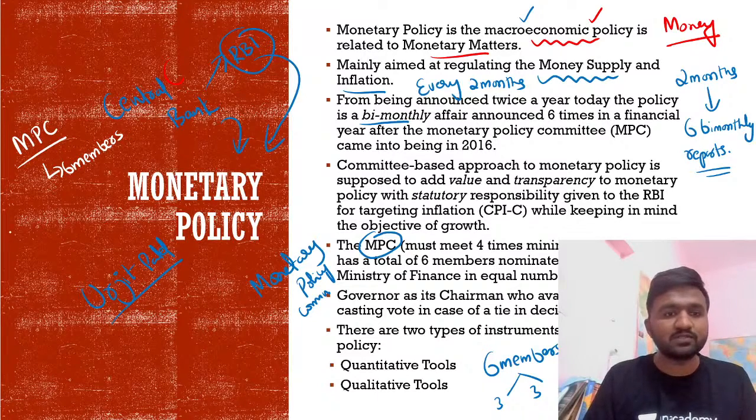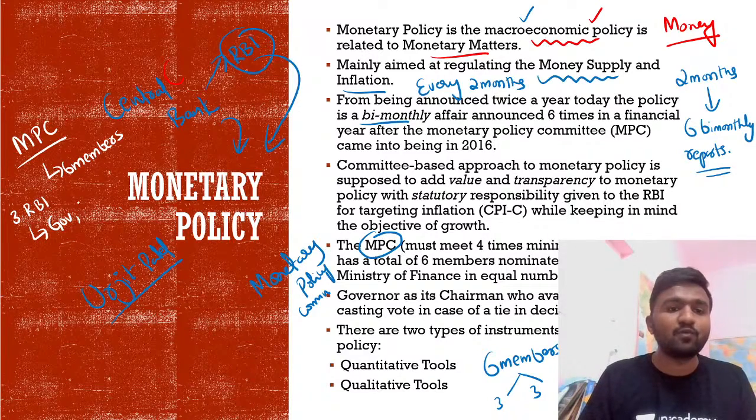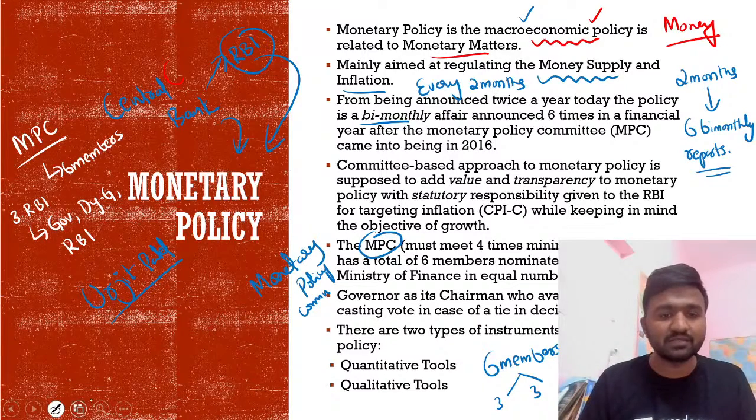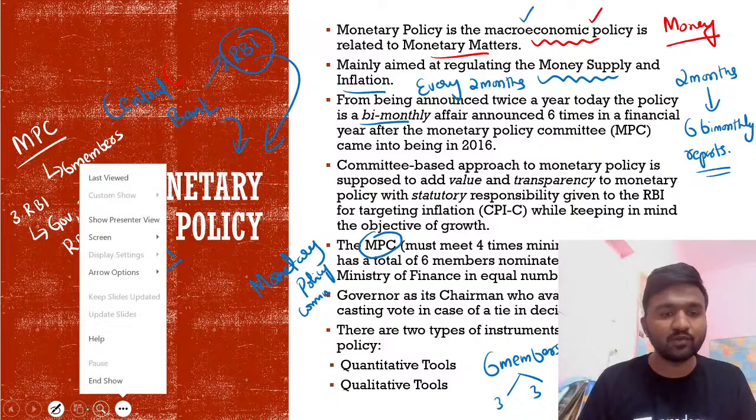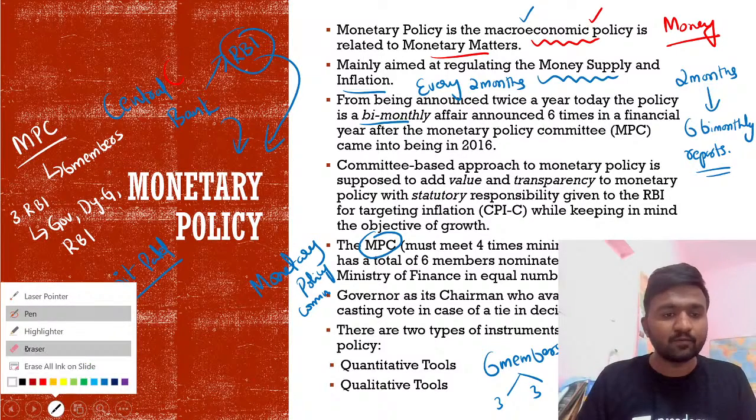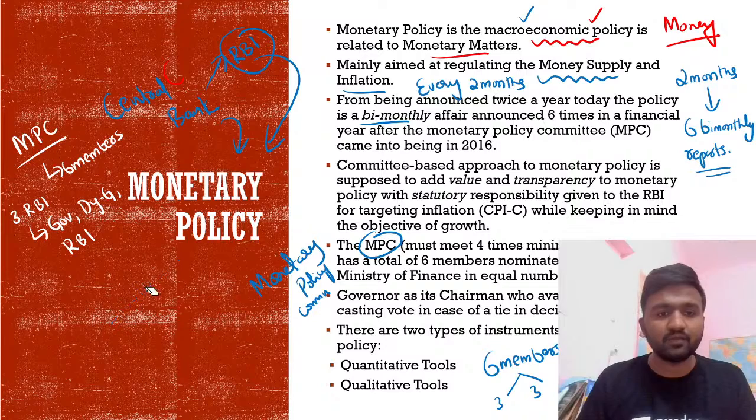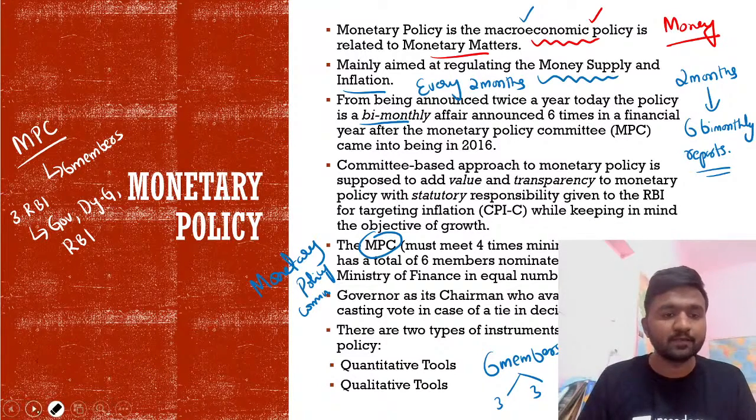In these 6 members, 3 from RBI side. In these 3, one will be the RBI Governor, that is President Shaktikant Das. One will be Deputy Governor, and one who is appointed by RBI. I will explain this in detail, because once the question was asked on the Monetary Policy Committee itself.